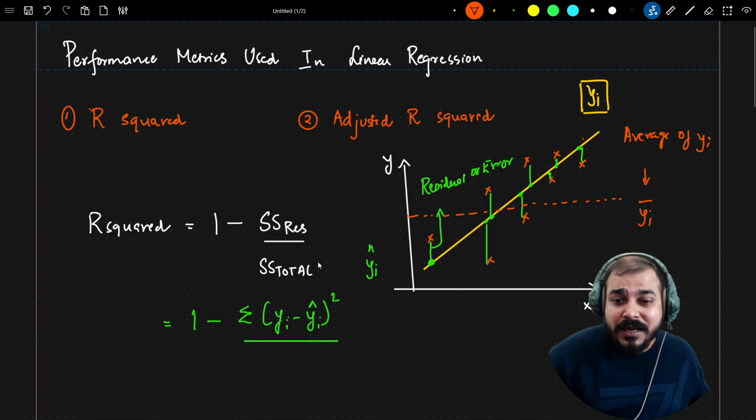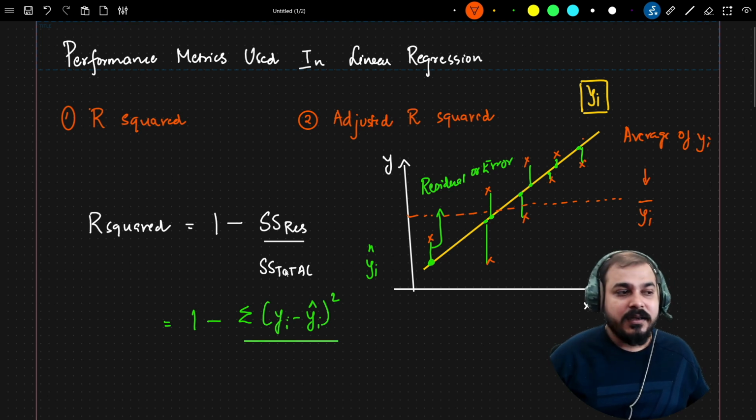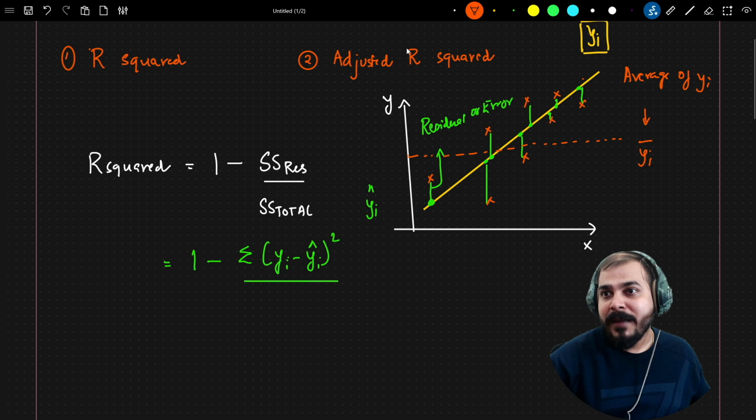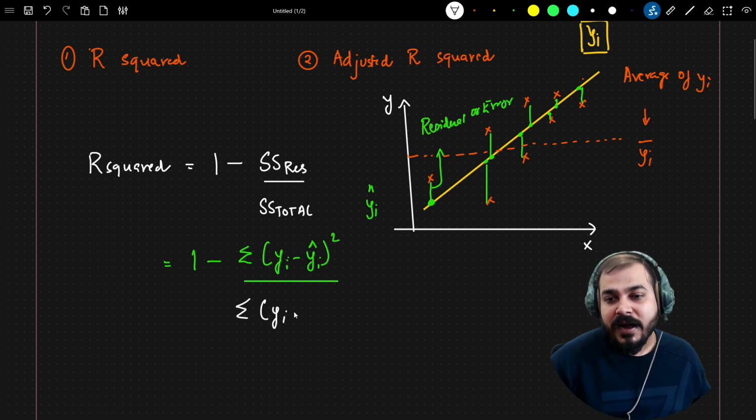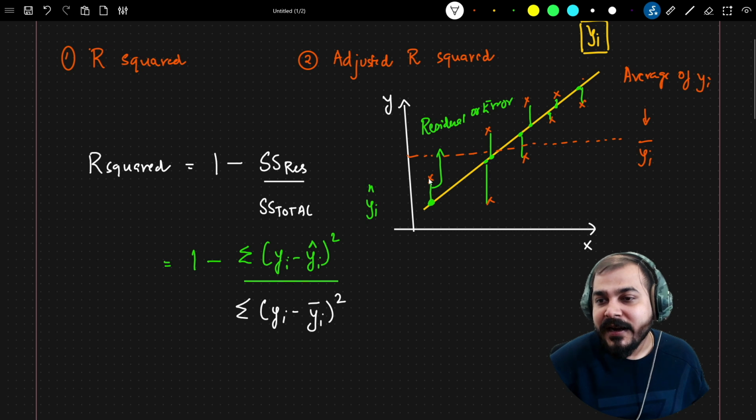Now, this sum of squared total, if I give it in mathematical notation, is the summation of y of i minus y of i average, whole square. This means we are finding the difference between the true point and this specific point, which is the average point. So from here to here, I'll calculate a difference. Then from here to here, I'll calculate the difference.